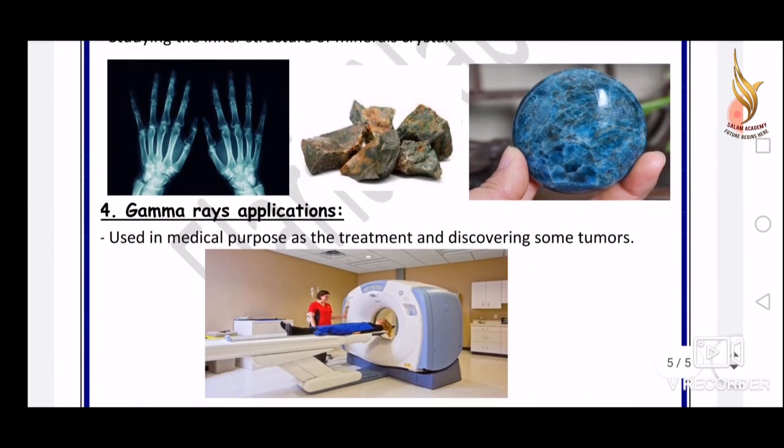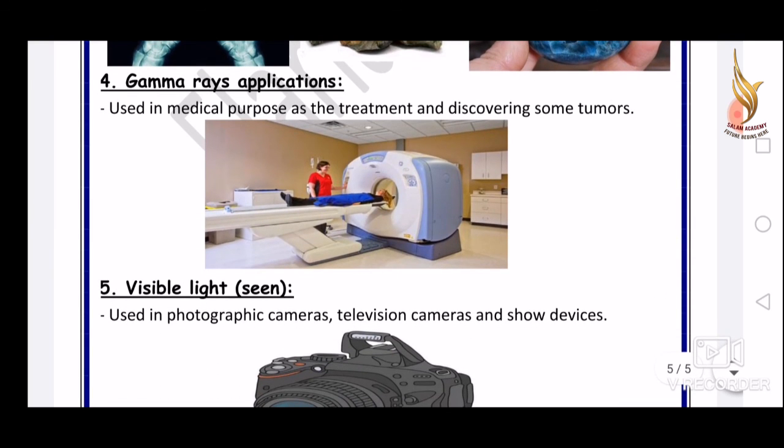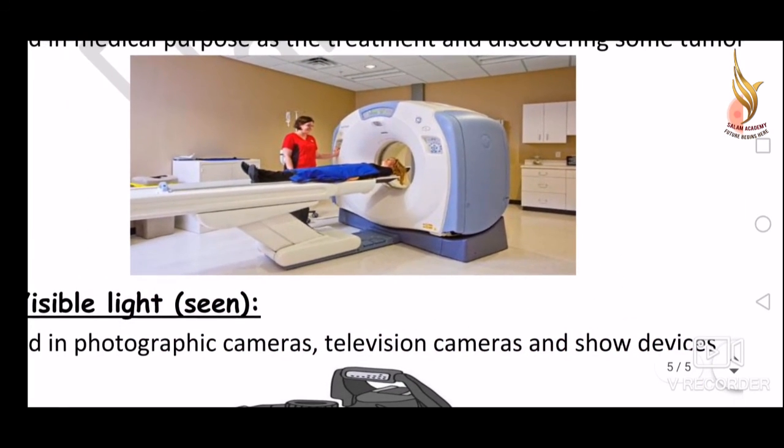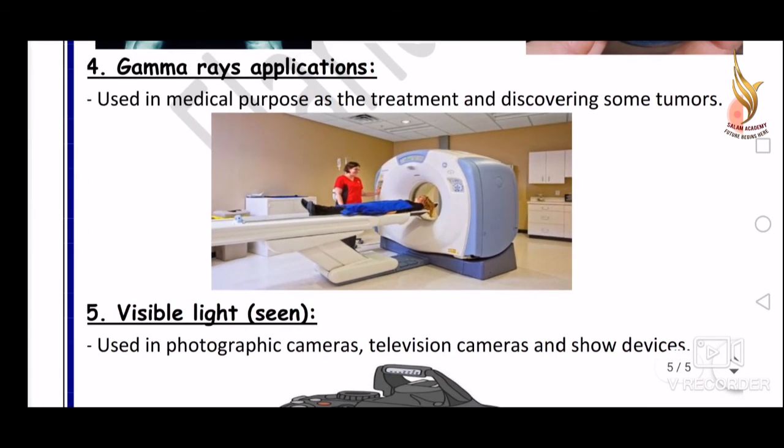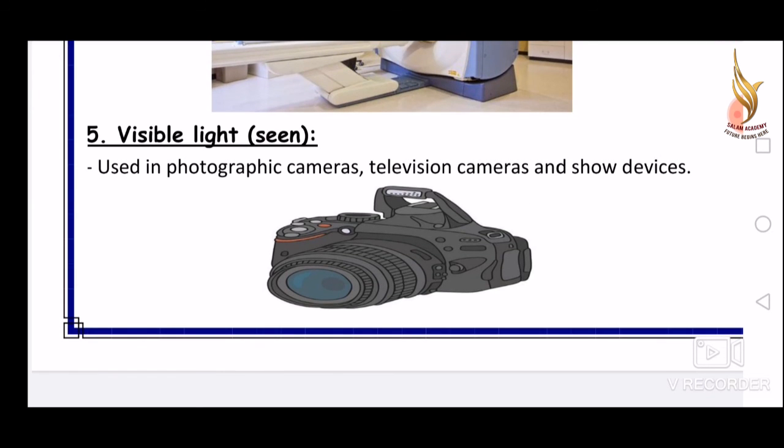Finally, gamma rays and visible light. Gamma rays are used for medical purposes such as treatment and discovering some tumors. Visible light is used in photographic cameras, in television cameras, and in display devices like data show. That's all.